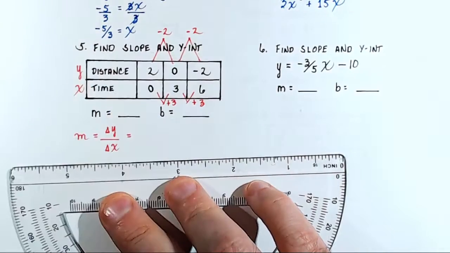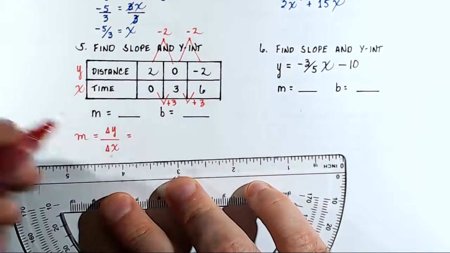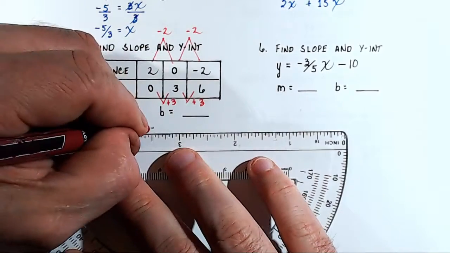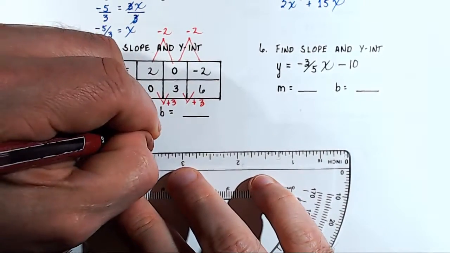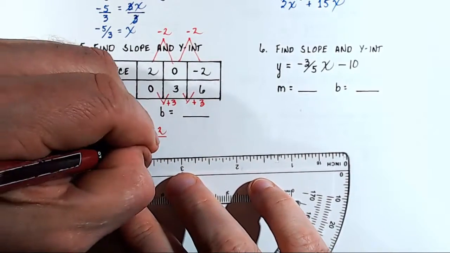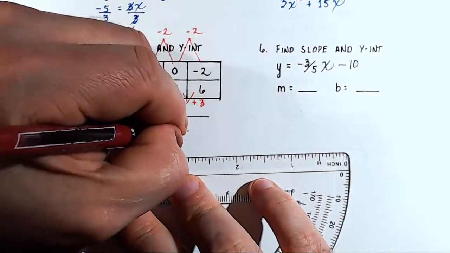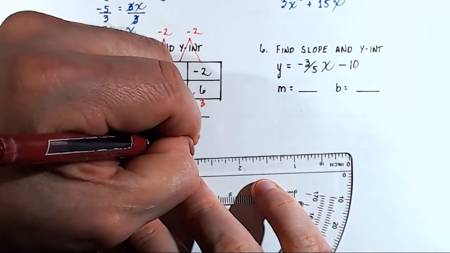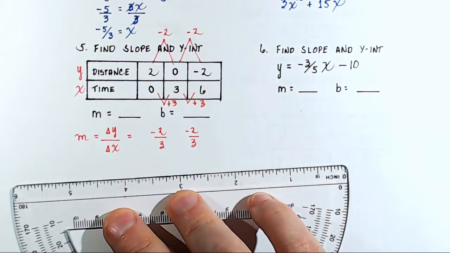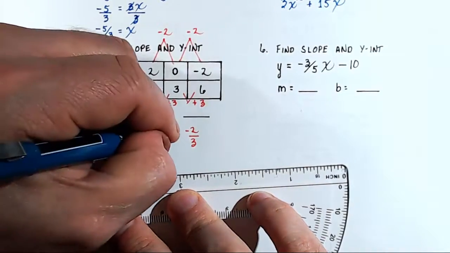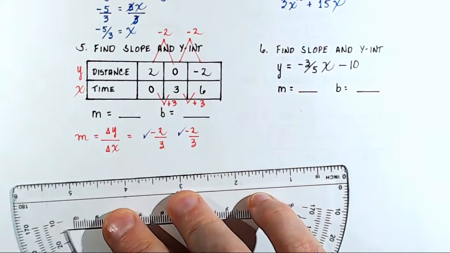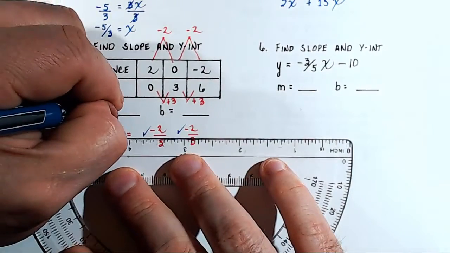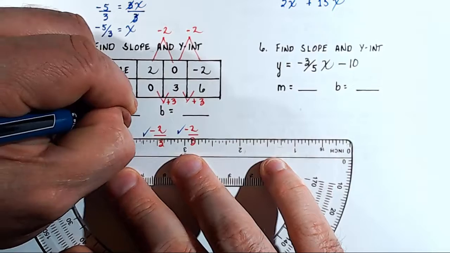So that equals, for each case, we want to do it twice, negative 2 over 3 and negative 2 over 3. Are they the same? So this is your check. Are they the same? Yes, yes. Therefore, that is the slope, negative 2 over 3. So m equals negative 2 over 3.